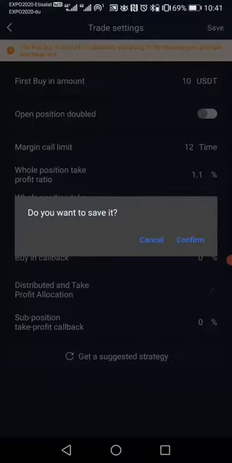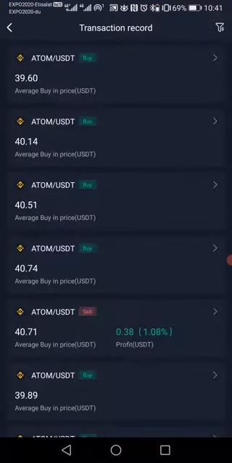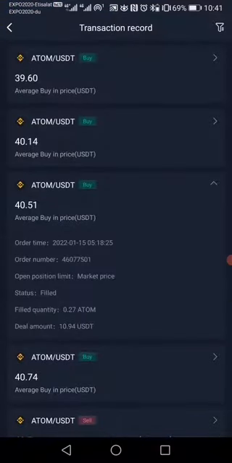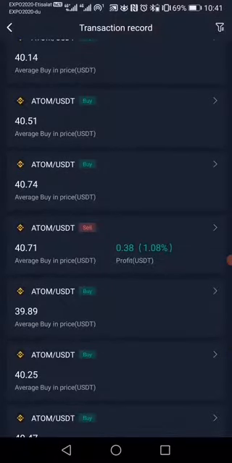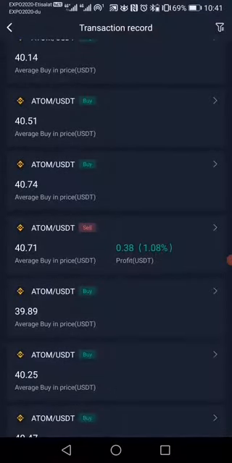But look at what happened. If you go to transaction record, look at what happened. When the robot was buying, it bought for me. The first buying after it sold at this point, it sold the entire trade because it's showing sell, no sub-sell there. Sub-sell is only applicable from 5 downwards. So once you see sell, it means it closed the entire trade. That means close the position of 1 to 4.